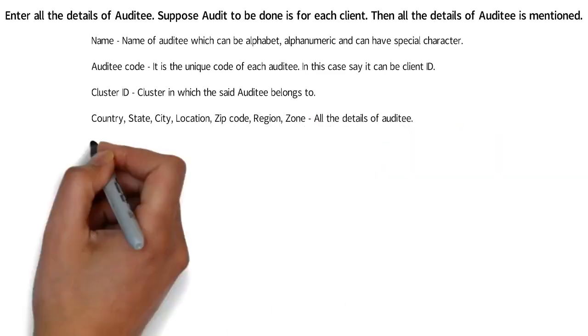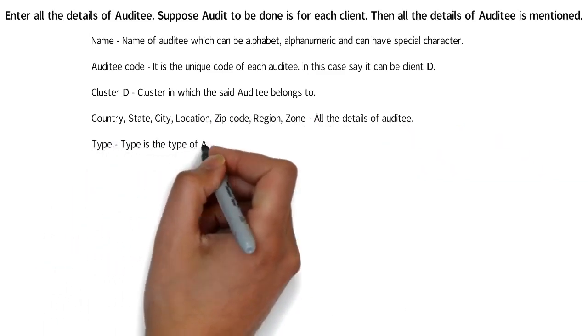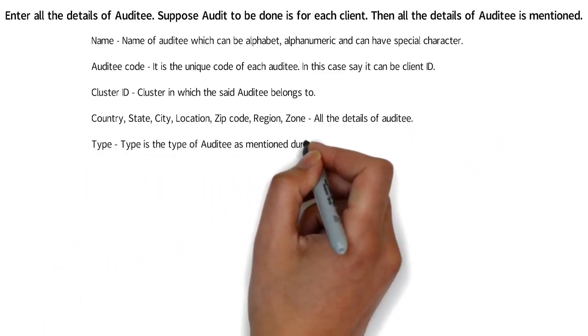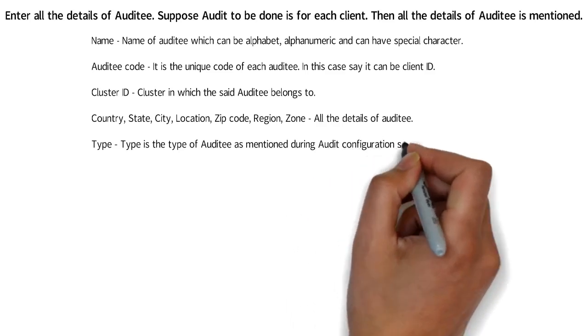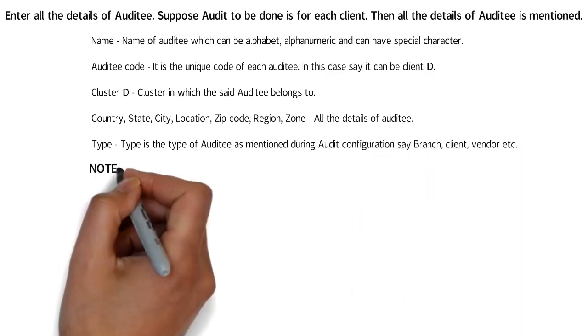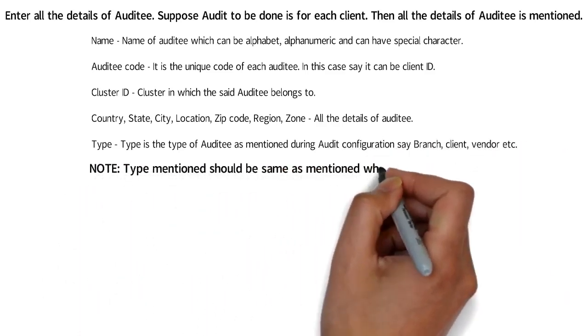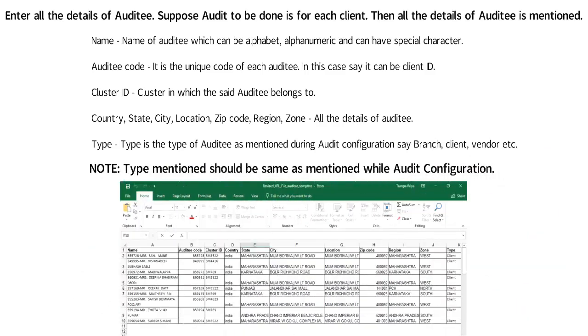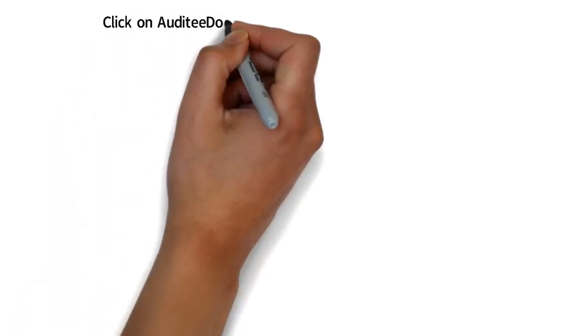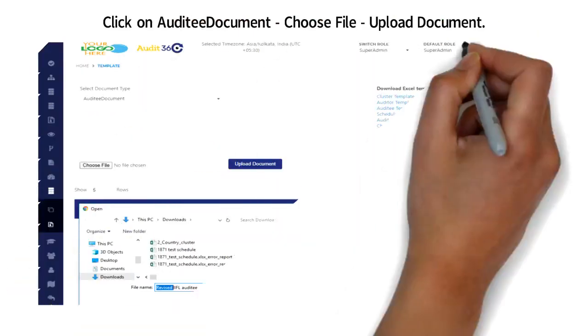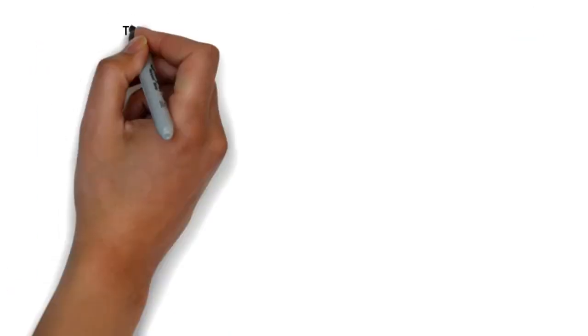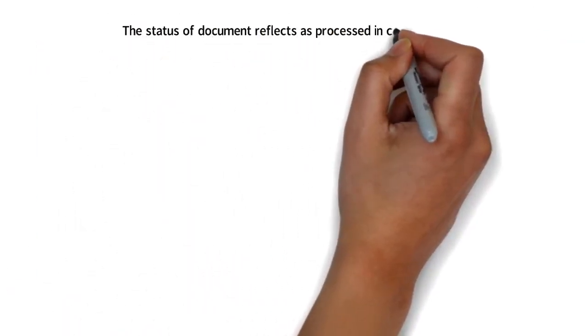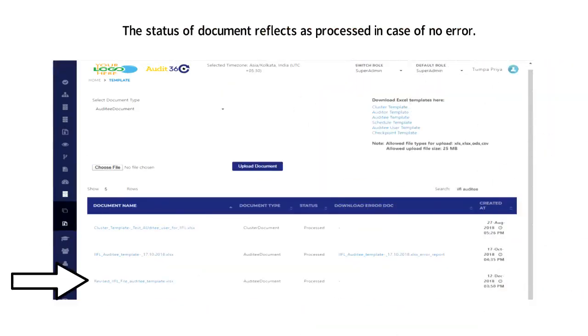Type. Type is the type of auditee as mentioned during audit configuration, say branch, client, vendor, etc. Note, type mentioned should be same as mentioned while audit configuration. Click on Auditee Document, choose File, Upload Document. The status of document reflects as processed in case of no error.